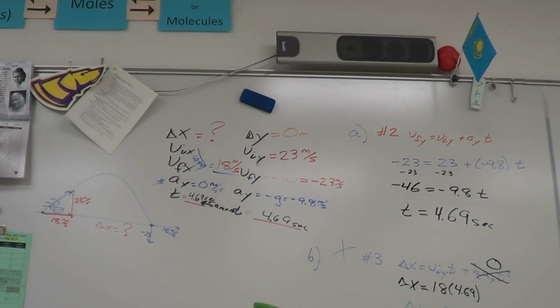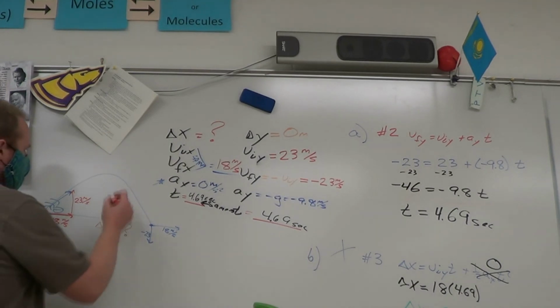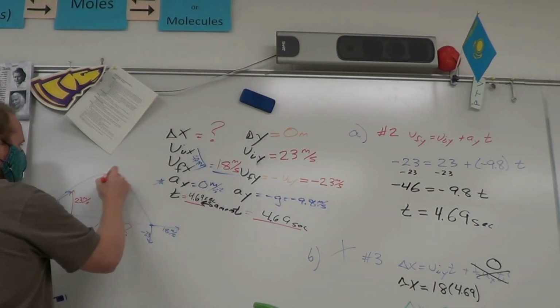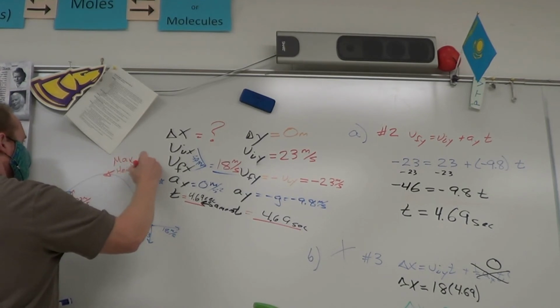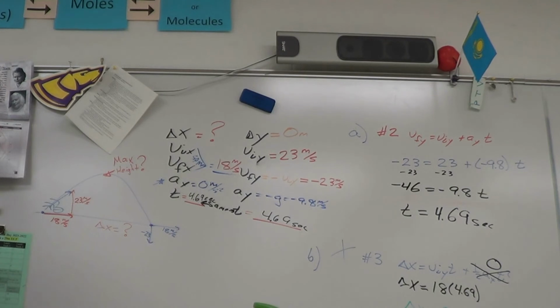That's what that list of variables represents. And if I were to say how high does the object go, what I'm really saying is, what is the max height of that object?